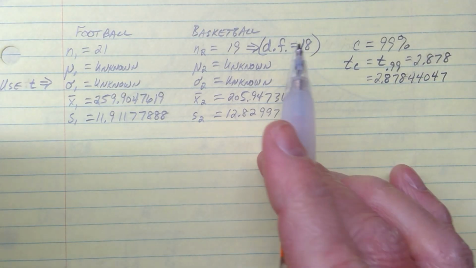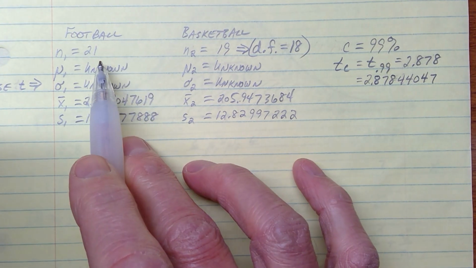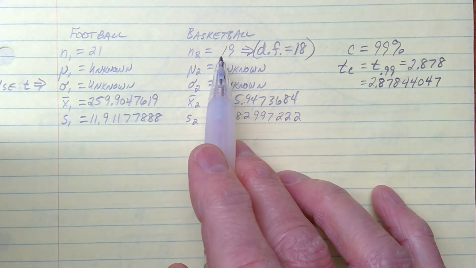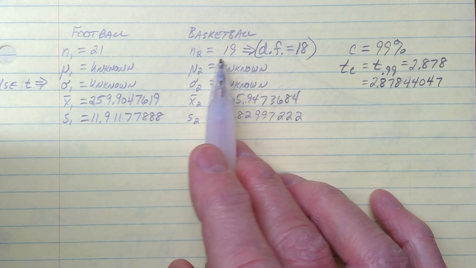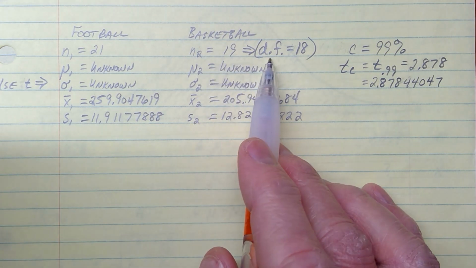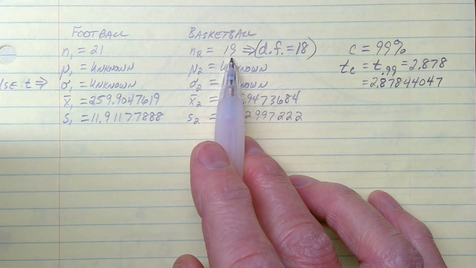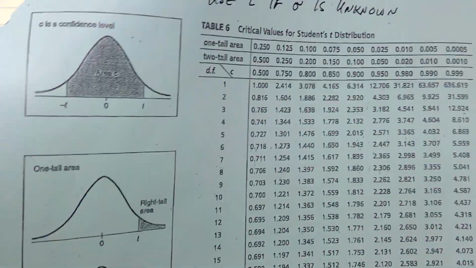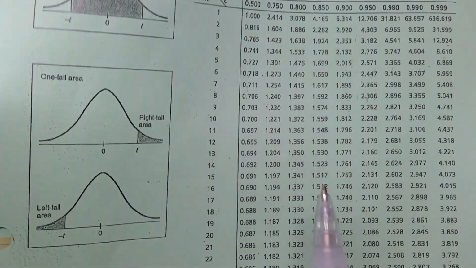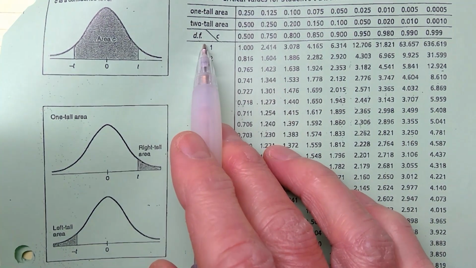All right, so I grabbed my t-table. Now, notice I have 2 different size groups. I had 21 football players, and I only had 19 basketball players. For this calculation, we're going to use the smaller group, and remember, degrees of freedom is 1 number smaller than your group number. So degrees of freedom in our table is going to be 18. All right, so I have 18 degrees of freedom on my table here.